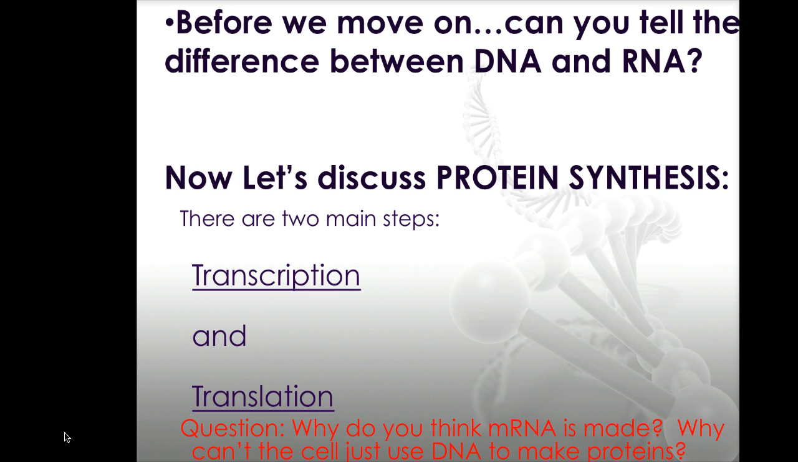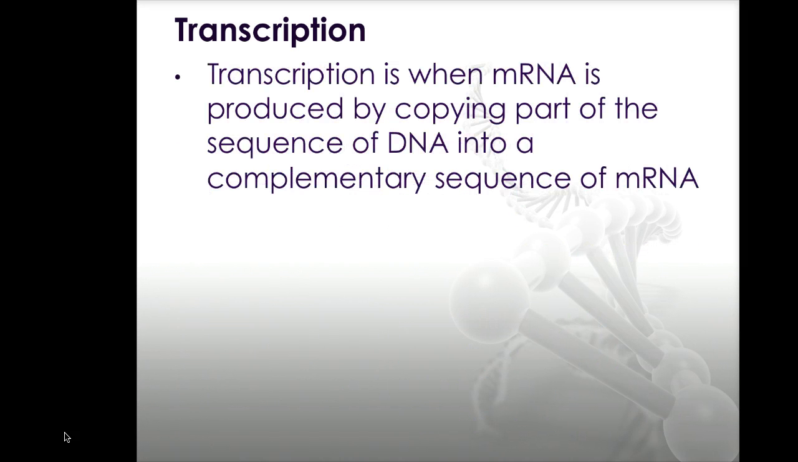So, remember we talked about there being two different parts of protein synthesis. The first part is transcription, and the second part is translation. So, let's talk about transcription. Transcription is when the messenger RNA, or mRNA, is produced by copying part of the DNA sequence onto a complementary RNA strand.